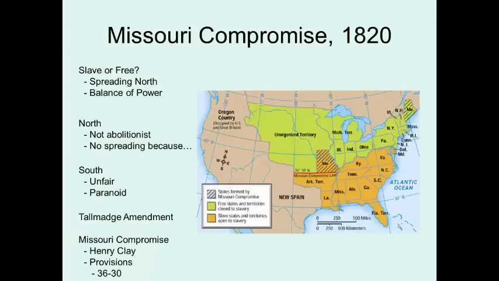You can see that red line there on the map. Territories north of that line, with the exception of Missouri, would be free, and territories south of that line would be slave. Now note, the Missouri Compromise doesn't apply to the whole country, right? It only applies where that red line is. So basically the Louisiana Purchase is what we're talking about. So north of the line is going to be free, with the exception of Missouri, and south of the line will be slave.